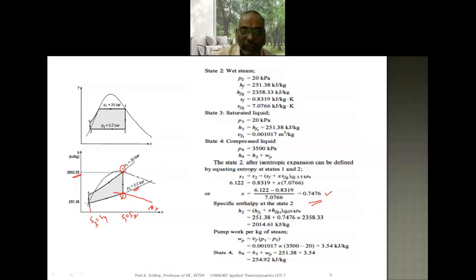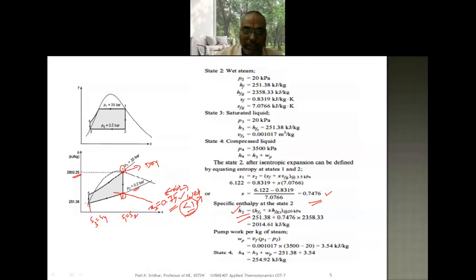What is the dryness fraction value passing through this point number 2? It is approximately 0.75, that is 0.7476, so x2 is approximately 0.75. The inlet condition is given as dry steam, and now the exit condition is wet steam because the dryness fraction is less than 1. Once you find the exit condition is wet steam, you find the enthalpy value at the exit. The formula is H2 equals hf2 plus x into hfg2.